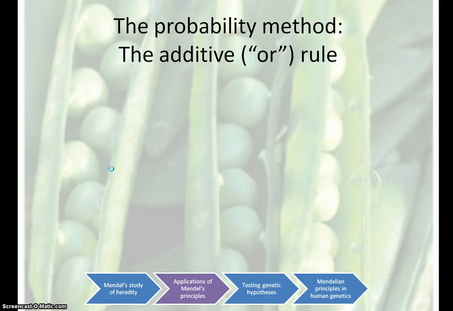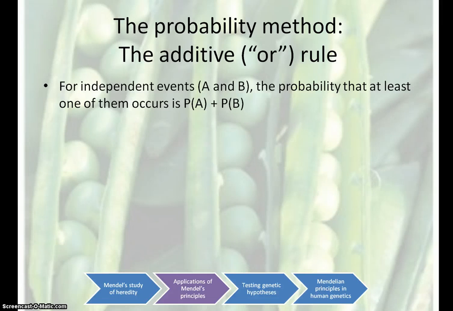All right, the additive rule, the OR rule. So what if you have 2 independent events, A and B, the probability that at least one of them is going to occur, so perhaps A or B, is the sum of the 2 probabilities. There's a more complicated definition, but for our purposes for genetics, we're going to leave it simple.